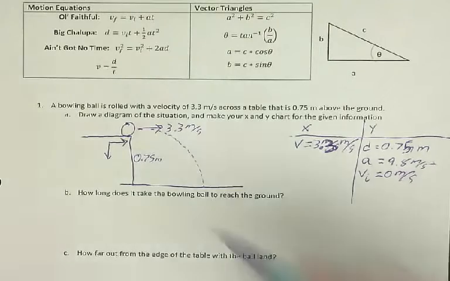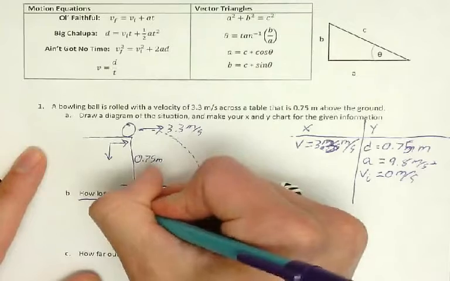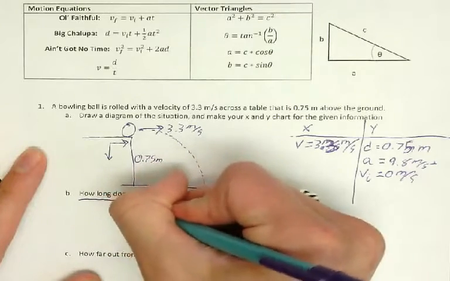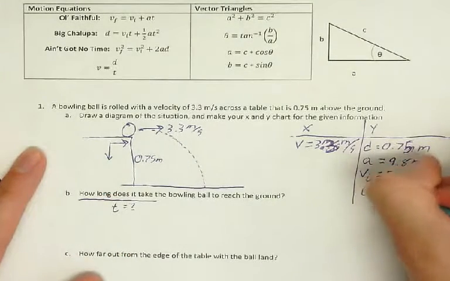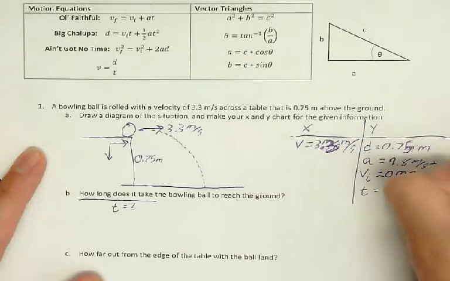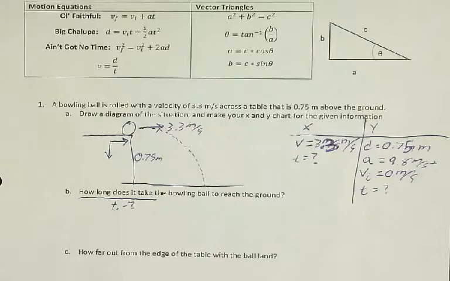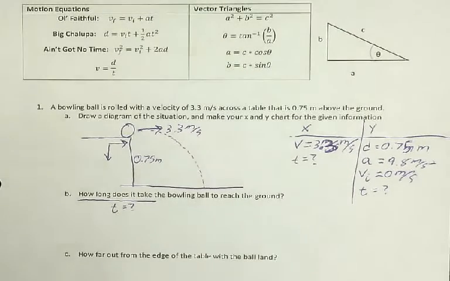How long does it take to reach the ground? So how long something takes is time. Ain't got no time? No, you don't want to use Ain't Got No Time because it doesn't have time and you need to solve for time. So I got to use either the X or the Y direction. I look at my chart and ask which do I know more information about? Well, I know more about the Y, so I'm going to use a Y equation.